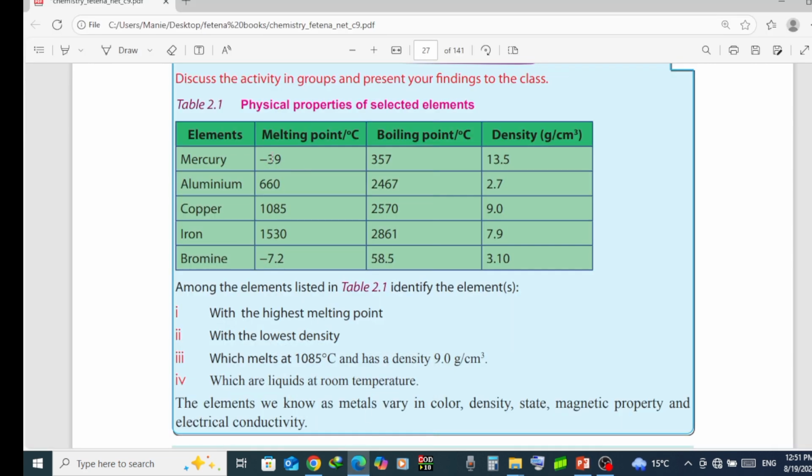Therefore, those elements with negative melting point are considered to be liquids. So these are the answers. These substances are liquids at room temperature. So all the answers are given this way. You can refer to further information for all the questions, and you can even ask your teacher in the real classroom.